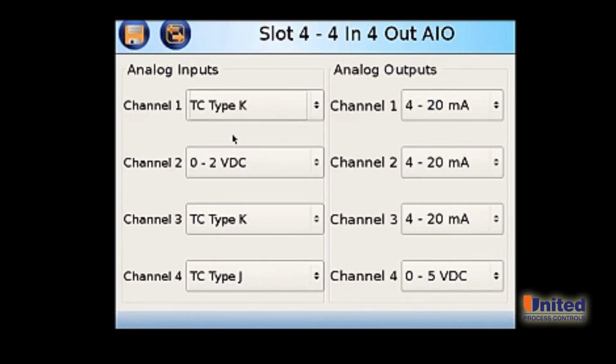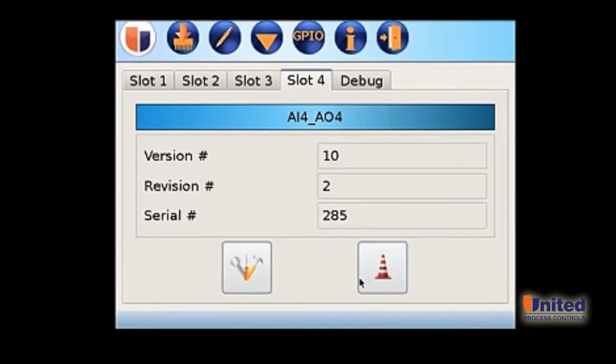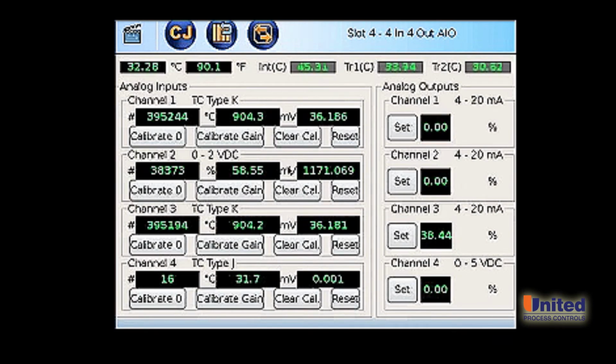If we open up the configuration, we can see what the individual channels are set up for, as well as the inputs, we have the outputs here. And for the calibration of the inputs, we go to this Get Status icon, open that up, and now we see the real linear signals that are coming into each one of these channels.